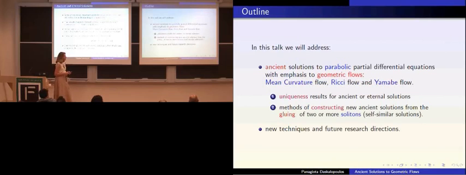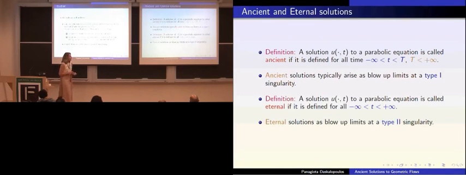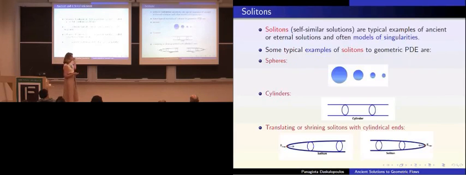So what I would like to discuss today is ancient solutions to geometric flows, such as the mean curvature flow, the Ricci flow, and the Yamabe flow. And I will discuss both aspects: the question of uniqueness of such solutions, and also methods of constructing new ancient solutions by gluing solitons, which are self-similar solutions. And hopefully some new techniques will come up, and definitely open problems. I gave already the definition of ancient and eternal solutions, so this is already on this board.